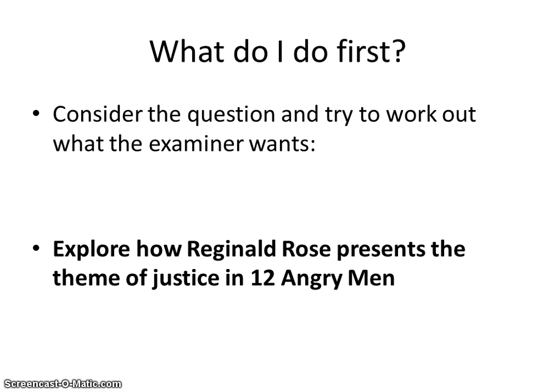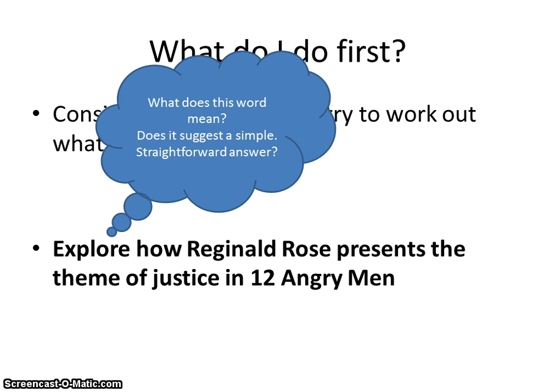So the first thing we have to do is try and work out, whatever question we're answering, what the examiner actually wants. In this case, the first question, explore how Reginald Rose presents the theme of justice in 12 Angry Men. First thing we might want to think about is what the word explore actually means in this case. And in a moment we can pause the tape and you can discuss this in your groups, or if you're sitting at home, give it some thought. Perhaps a clue to this is whether you think the word explore suggests a simple and straightforward answer. Discuss it now.